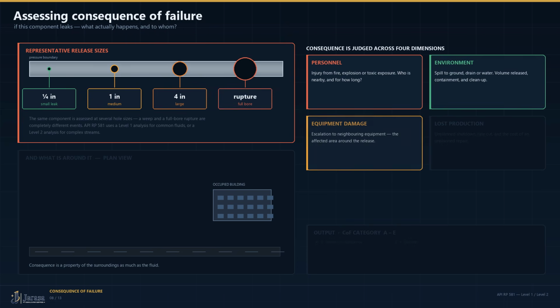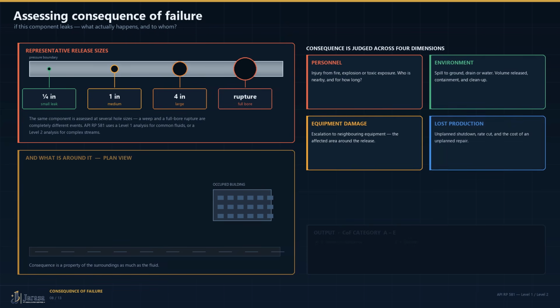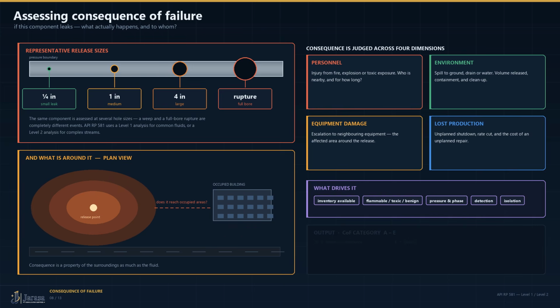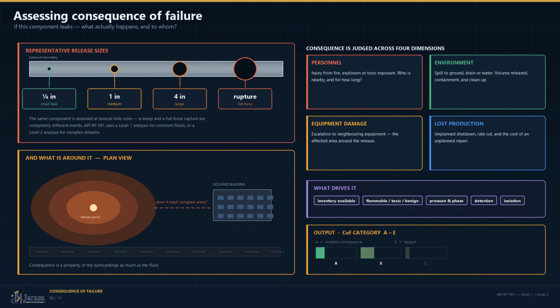Consequence is judged across several dimensions: harm to personnel, environmental release, damage to surrounding equipment, and lost production. It depends on what is inside, the inventory available to release, whether it is flammable, toxic, or benign, the pressure driving that release, and how quickly the leak can be detected and isolated. API 581 works this through a set of hole sizes, from a small leak up to a full rupture.